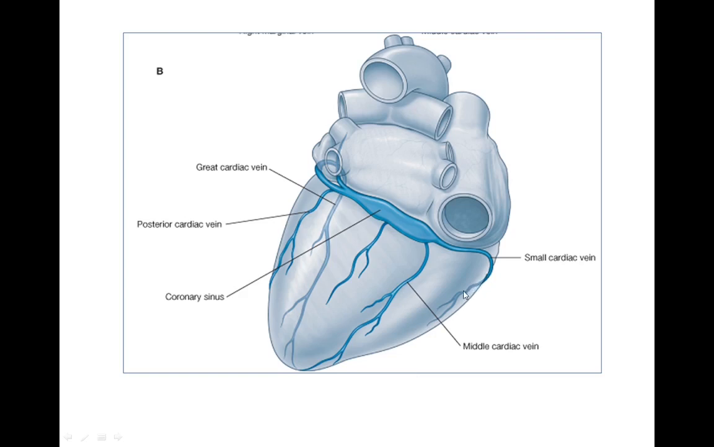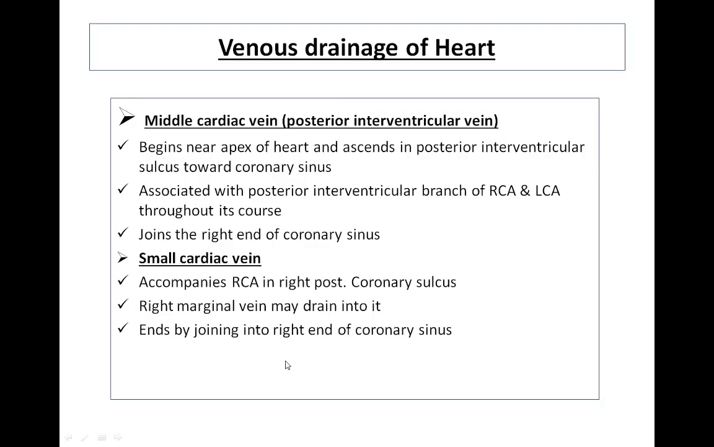Small cardiac vein, where does it come from? It comes from the right side of the ventricle. Then it reaches the posterior aspect of the coronary sulcus, and it opens into the right end of the coronary sinus. This is our small cardiac vein. It comes along with the right coronary artery. The small cardiac vein is also the right marginal vein.